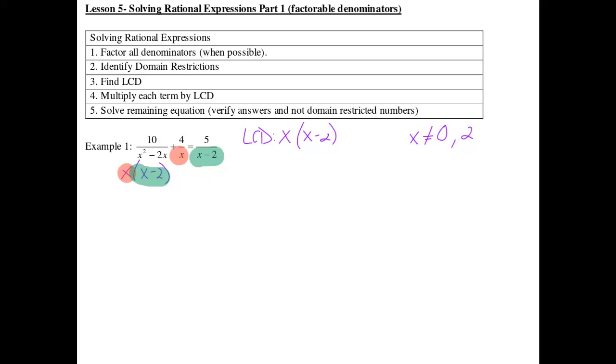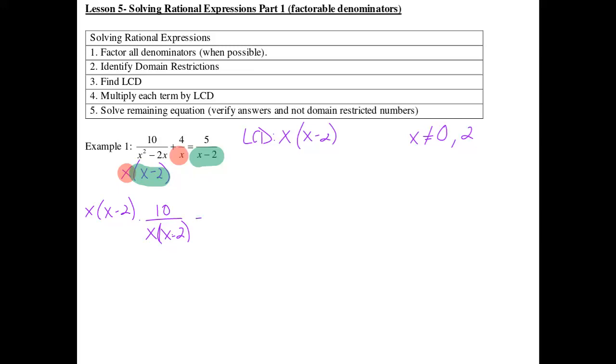All right, now a little bit different strategy this time because there's 3 fractions. So I'm actually going to multiply every term by that LCD the whole way through. And I'm going to write this again a little bit differently than I did in the last lesson. So our LCD is x times x minus 2. And we're multiplying that by our first fraction of 10 over x times x minus 2.